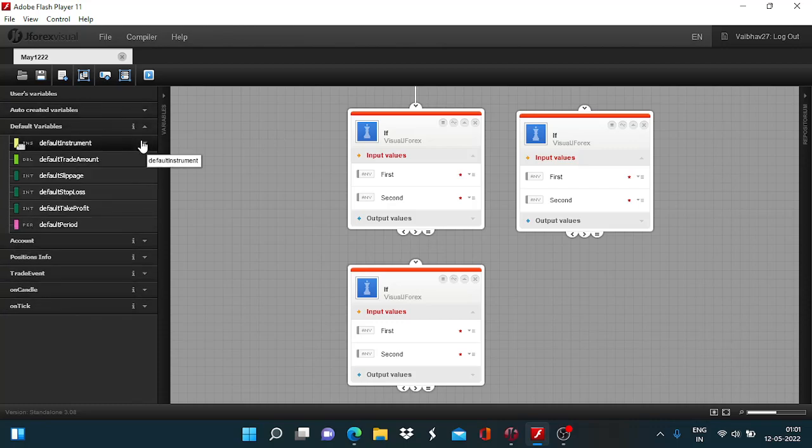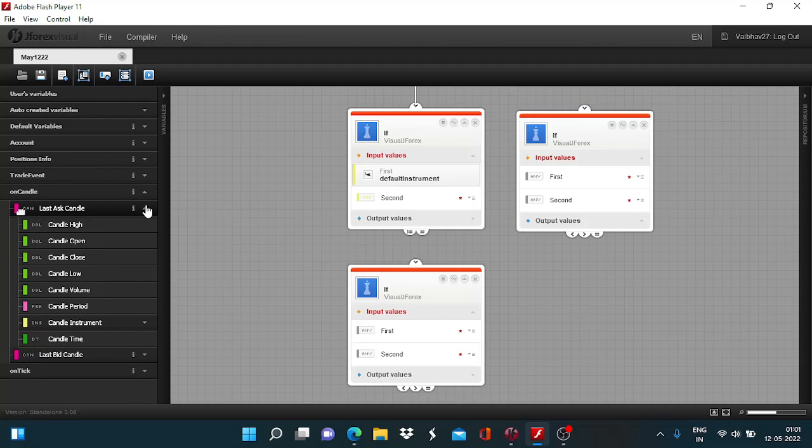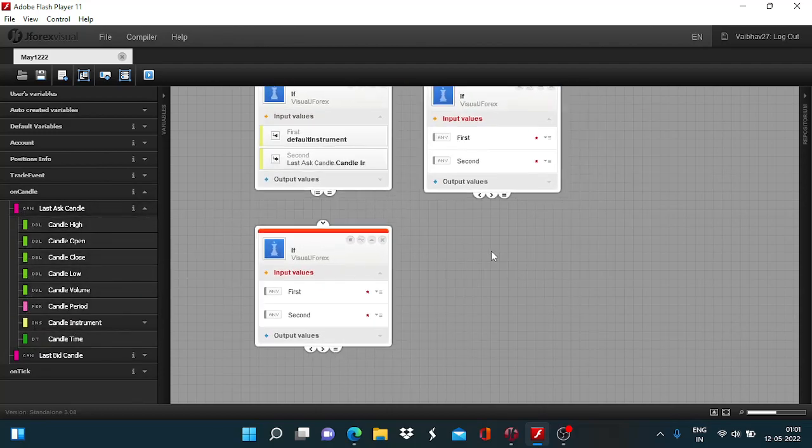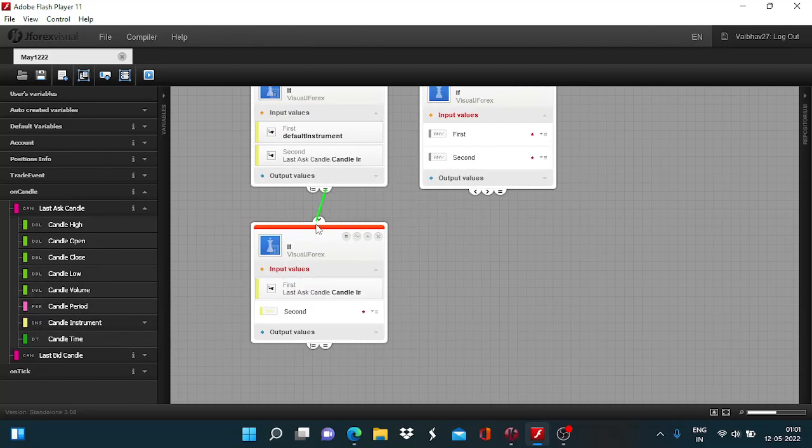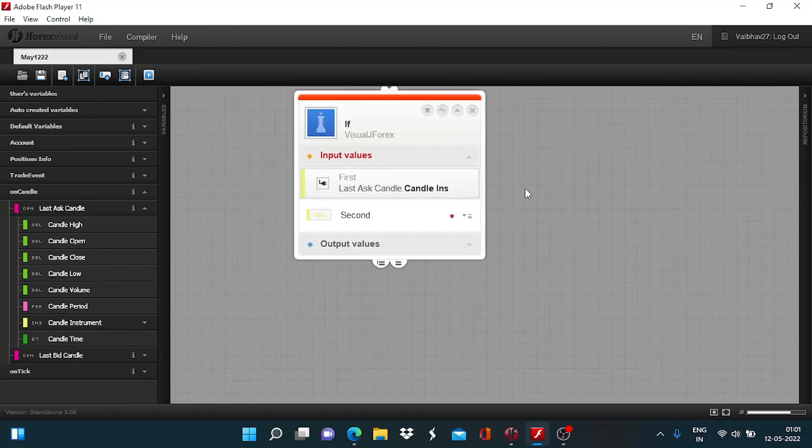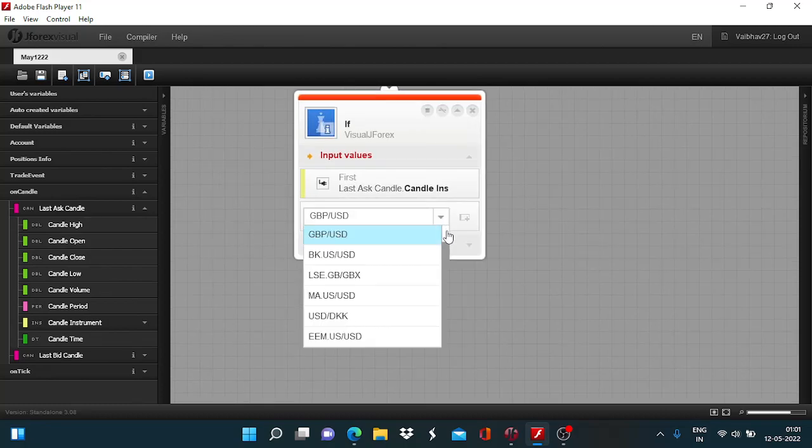So here we have default variable, default instrument, and after that we take candle instrument, and candle instrument should match the instrument of choice, which is going to be Euro USD. Here it is.